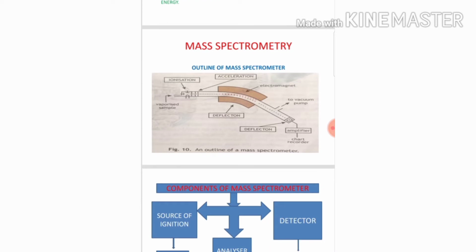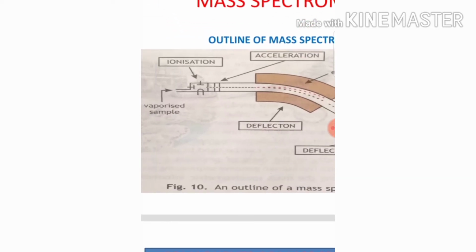Now, if we see the mass spectrometer outline, the first part is the ionization unit. This unit is for preparation of the samples for mass spectrometry, for the structure, molecular weight determination, and function of particular samples. Ionization means creation of charge through gaining or losing of electrons in any biomolecules.